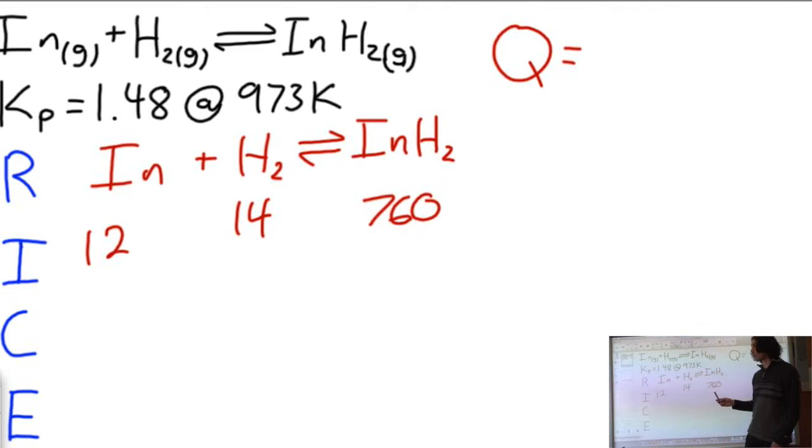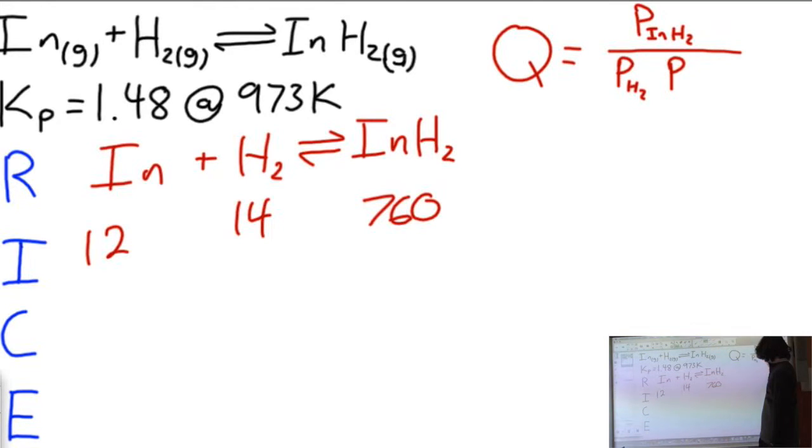Q has the same equation as Kp, but Kp is at equilibrium and Q is this reaction quotient, not at equilibrium. So written the same way, Q is products over reactants, so this is the pressure of InH over the pressure of H2 times the pressure of indium. So we can calculate this Q and compare it to Kp.